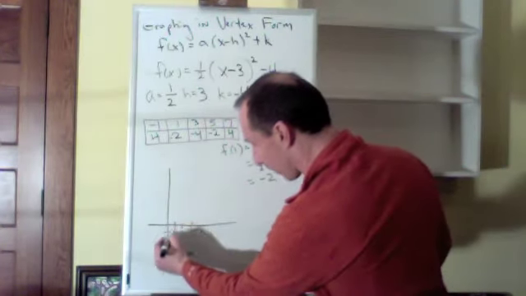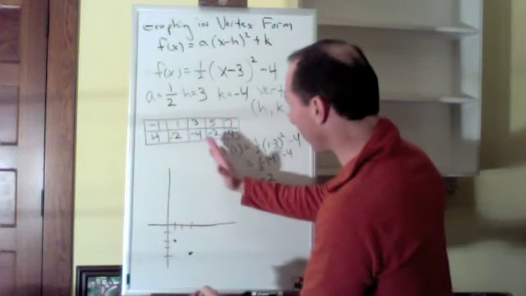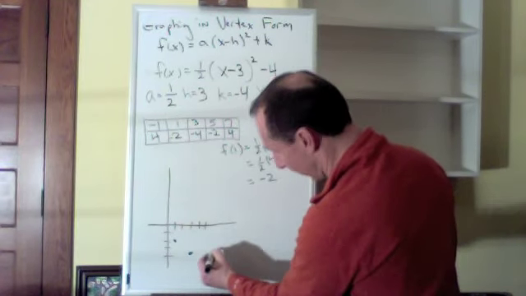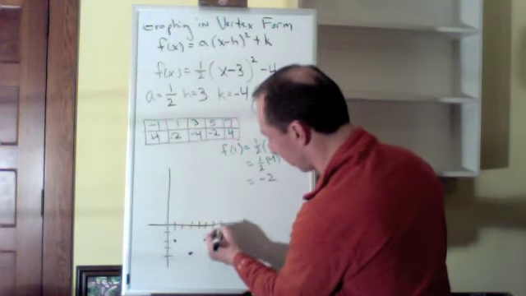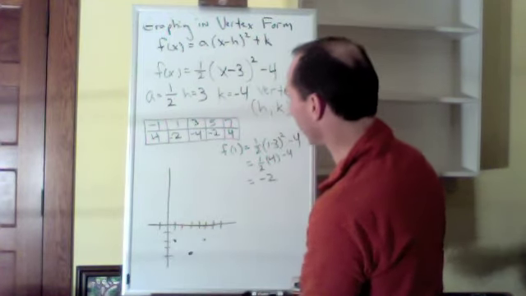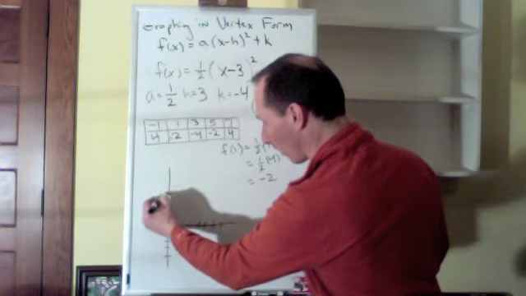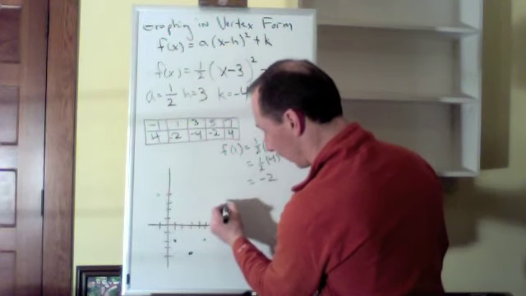1, negative 2, so I come over 1, go down 2, and I come over to 5, 3, 5, and down 2, and then I come over 2 more to 7, and 2 more to negative 1, and I'm going to go up to a value of 4, and 4.